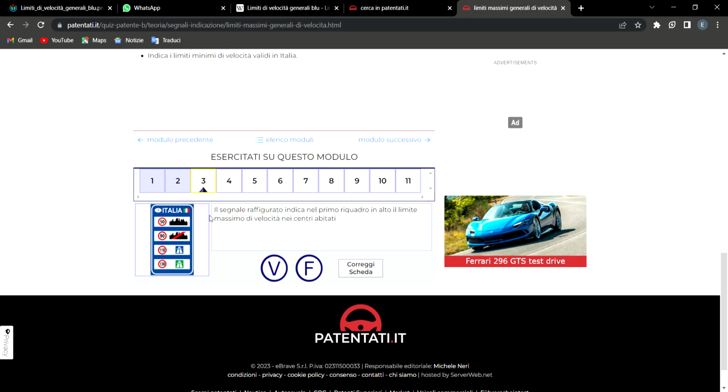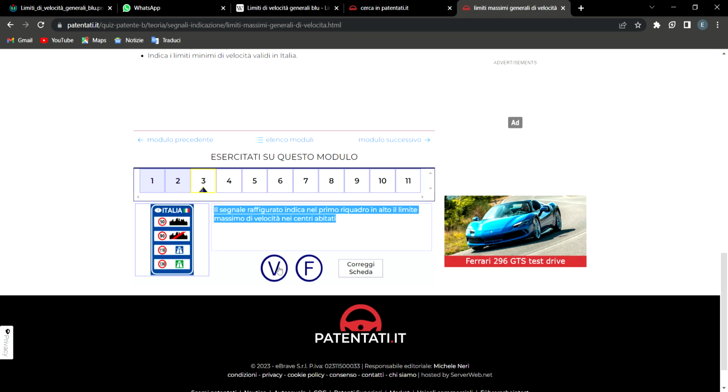So number three again, it says il segnale raffigurato indica nel primo riquadro in atto il limite massimo di velocità nei centri abitati. So this very one also talks about the maximum speed that you are allowed to drive on a road found in a city. A road found in a city. City simply means a place where people live.